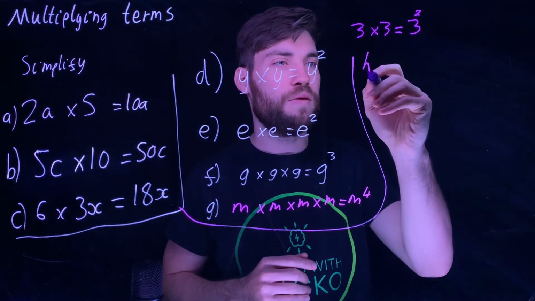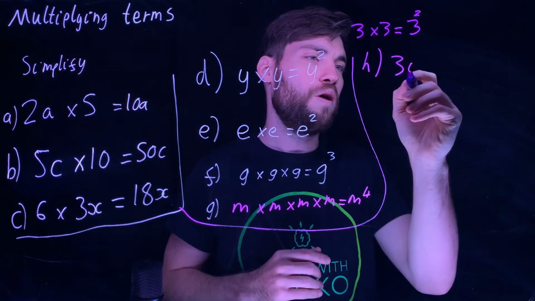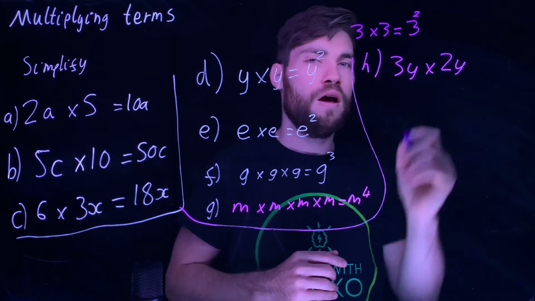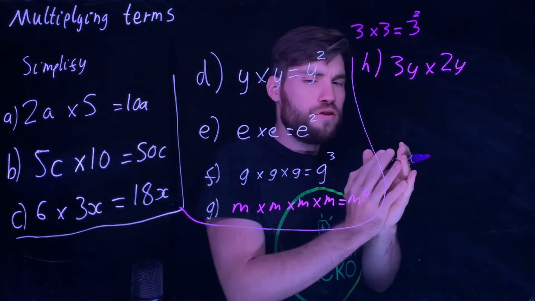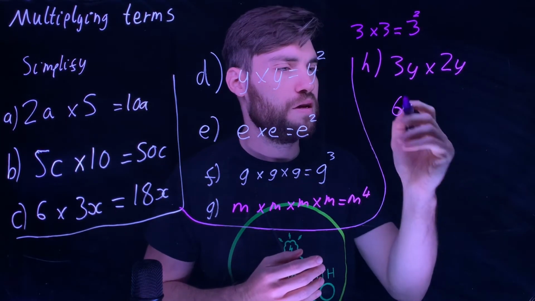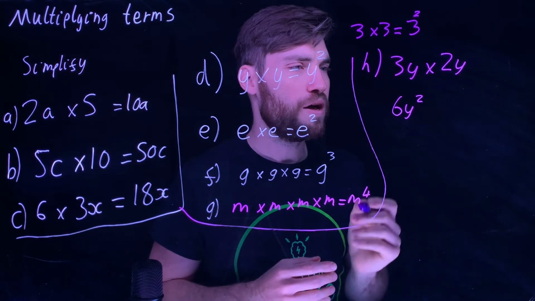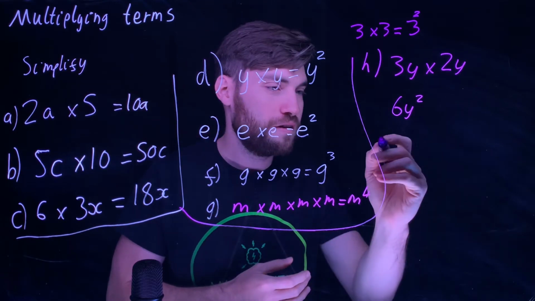FGH, right, let's keep reminding myself of the alphabet. Let's say now we've got 3y multiplied by 2y. Pause the video, have a go. Right, the easy way to do this one, I think, is do the numbers first. So it's 3 multiplied by 2, well that's 6. Y multiplied by y is y squared. And that's the answer for that one.